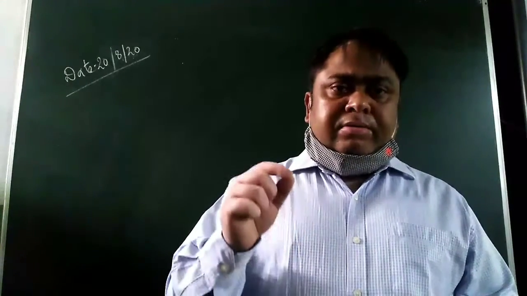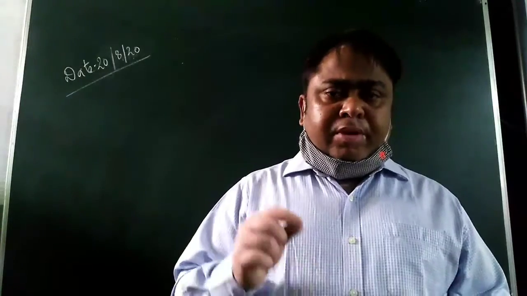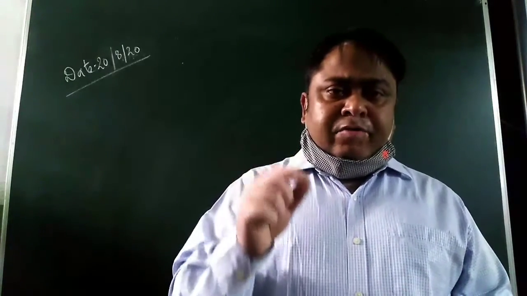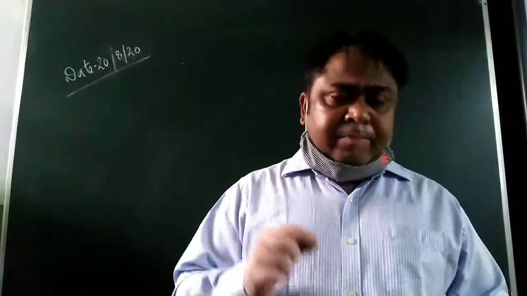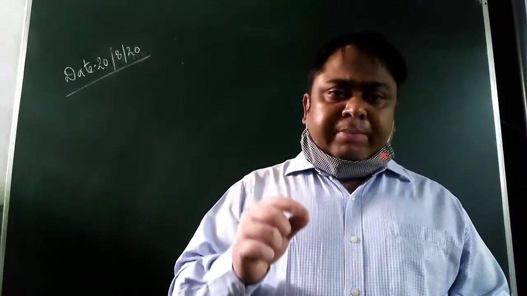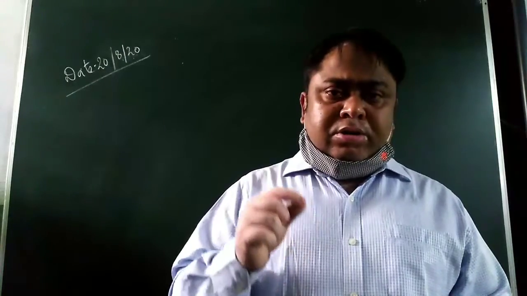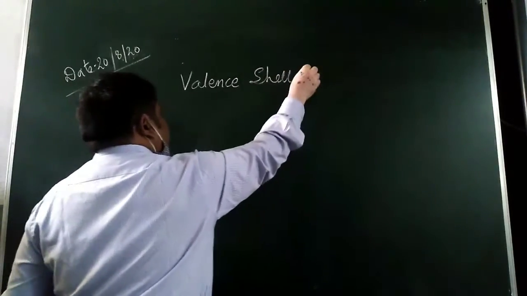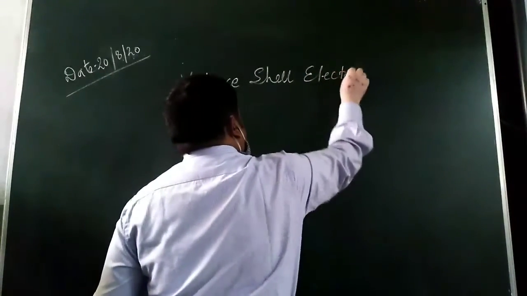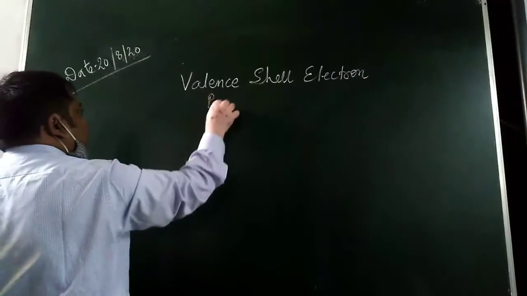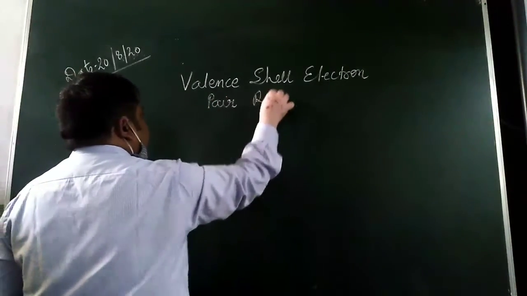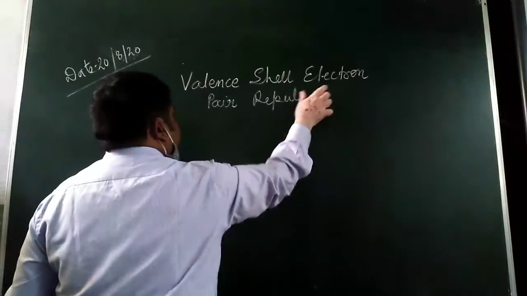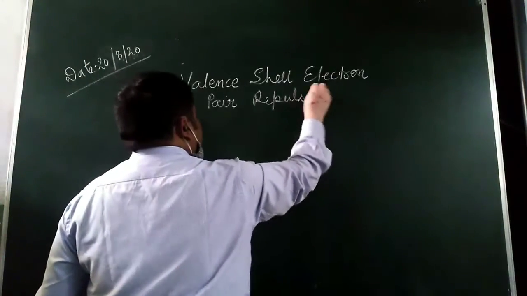Today, after finding out drawbacks in the valence bond theory, how VSEPR theory, that means valence shell electron pair repulsion theory, will help us to determine the shape and structure of the molecules will be seen by us. So today's topic is valence shell electron pair repulsion theory.